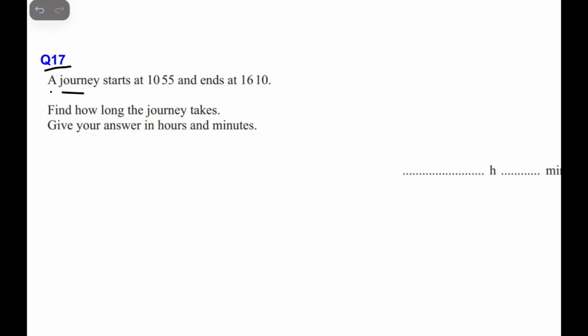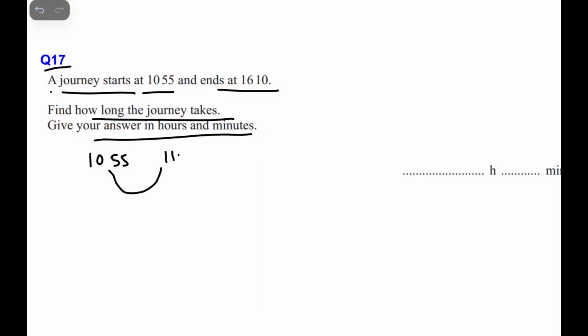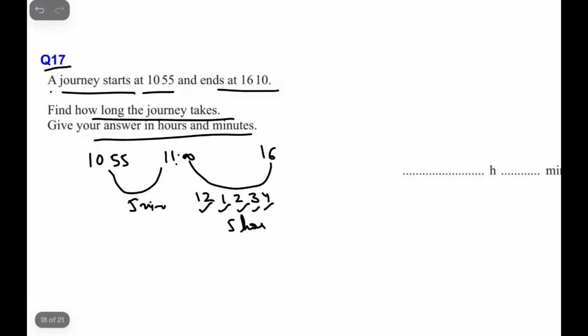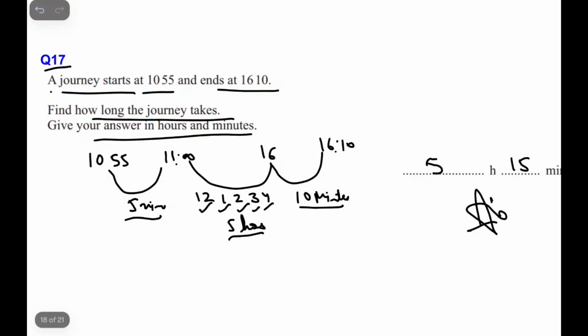Now question number 17. A journey starts at 10:55 and ends at 16:10. How long does the journey take? Give your answer in hours and minutes. Now it started at 10:55. To 11, it will be 5 minutes. Now from 11 to 16, 11, 12, 1, 2, 3, 4. So we have 1, 2, 3, 4, 5 hours in between. Then 16 to 16:10, these are 10 minutes. So total hours are 5 hours, and minutes are 5 minutes and 10 minutes, that is 15 minutes. So this will be our answer.